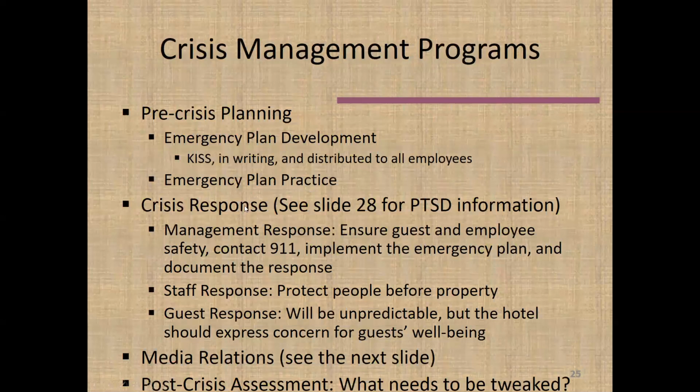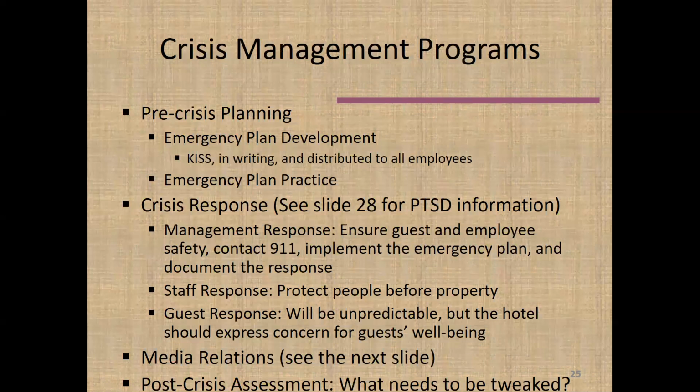During the actual crisis, hopefully you won't ever face a crisis, but if you do, here are some things to think about. Of course, the most important thing, again, is always guest and employee safety. The safety component comes before the security component all the time. That's important to the management response. It's also important to the staff response. We protect people before property. And you know what? People even includes people who aren't doing the right thing, who perhaps are obstructing. Perhaps they're the bad guys in the situation. Their safety is still more important than property. Human life is what comes first.